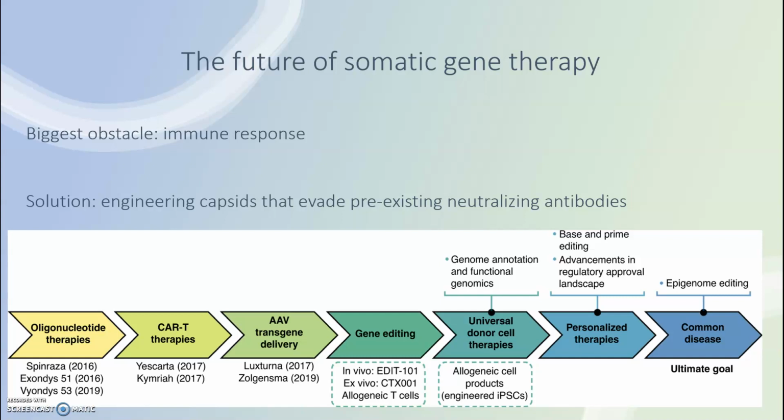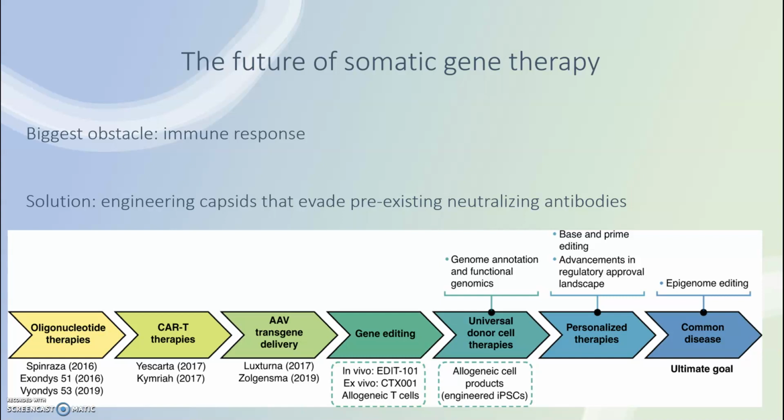Here you can see a timeline of somatic gene therapy. It started with oligonucleotide therapies, which had successful treatments in 2016 and 2019. Then there were CAR T therapies, which had successes in 2017. Then there was AAV transgene delivery, which had success in 2017 and 2019, and is continuing to being worked on today. Then there was gene editing, which discusses the in vivo and ex vivo therapies that I discussed earlier.